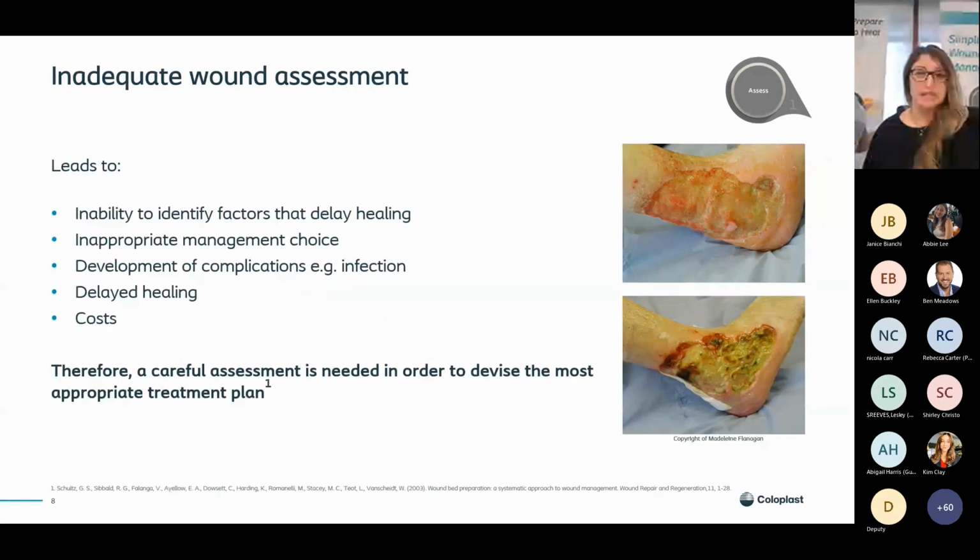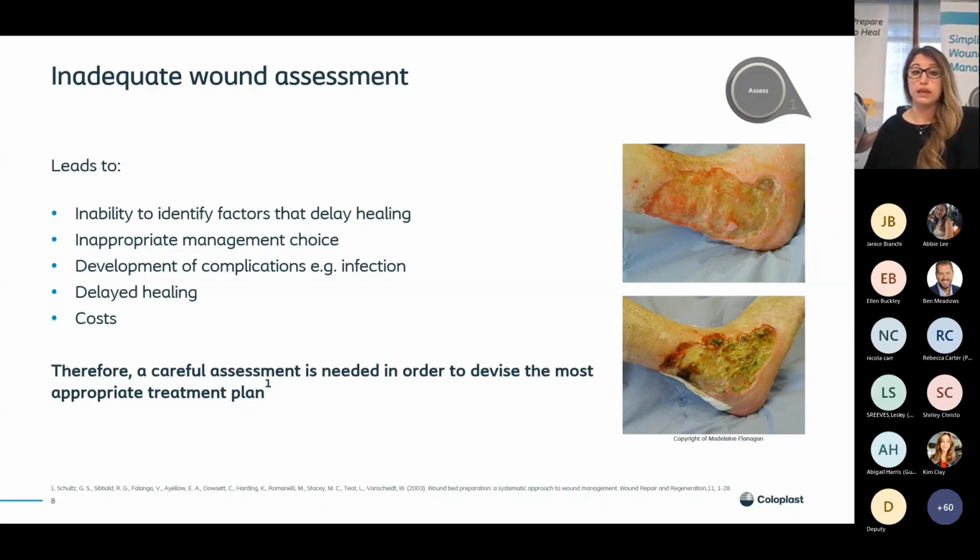So if we don't do a full assessment, if we don't look at our patients holistically and we don't do that full wound assessment, this can lead to an inability to identify factors that can delay healing. With that comes inappropriate management choices. So if we're not choosing the right dressings and the right treatment and management for that patient, we could cause problems with that wound. It may be that we're not managing the exudate properly, and therefore the surrounding skin is becoming macerated. And if that macerated surrounding skin is not then dealt with, we could end up making that wound bigger than it initially was.